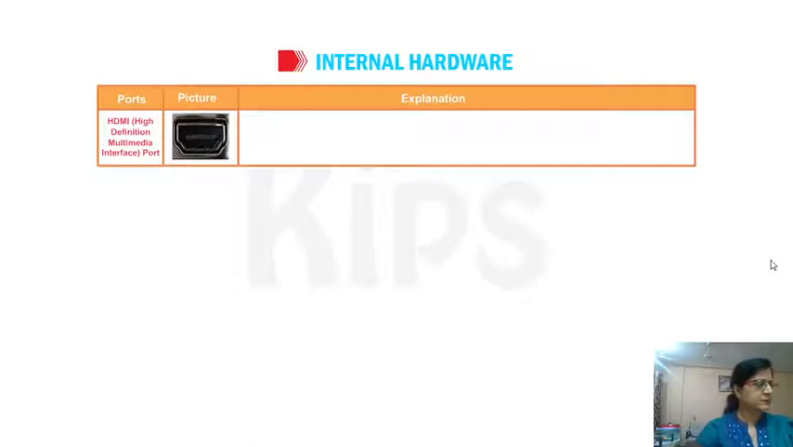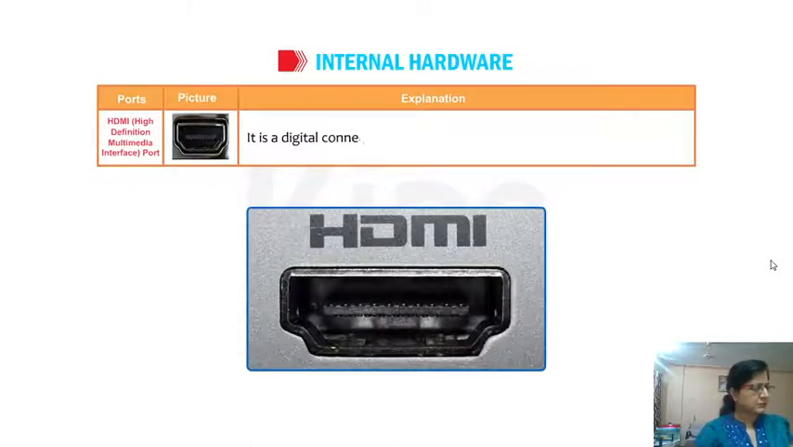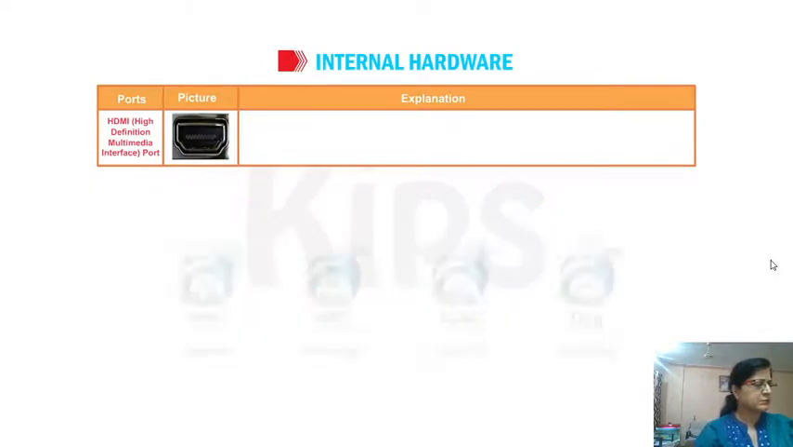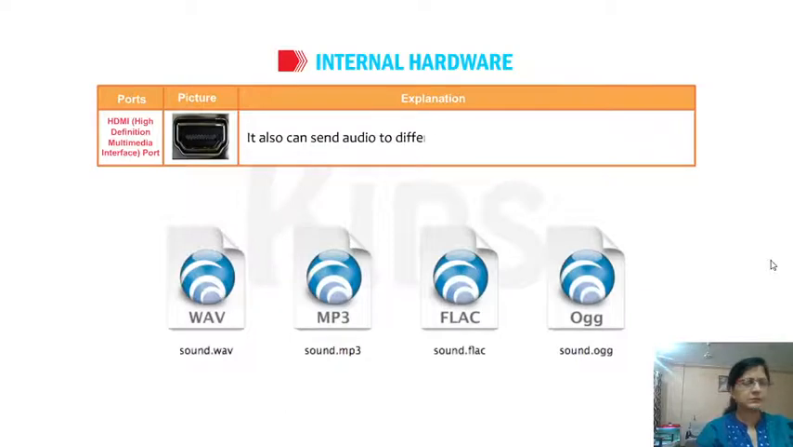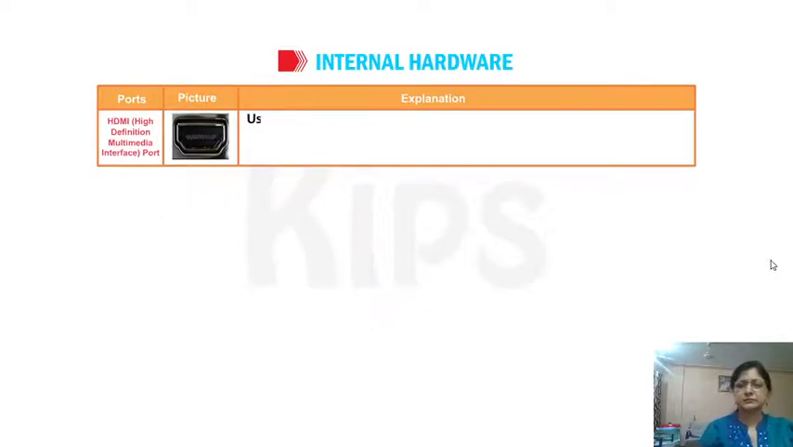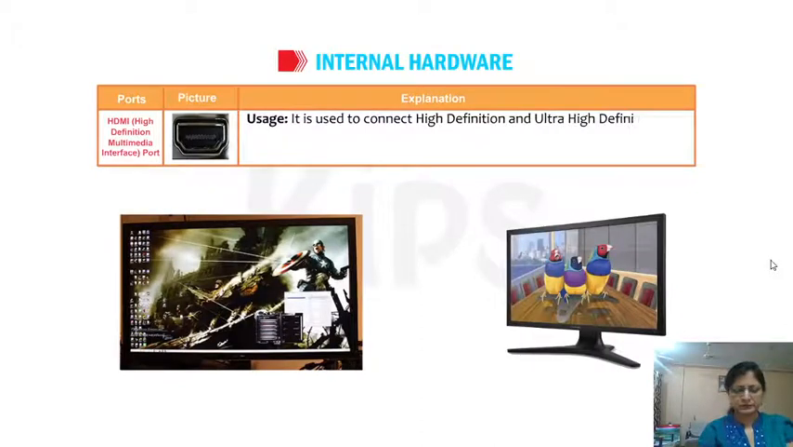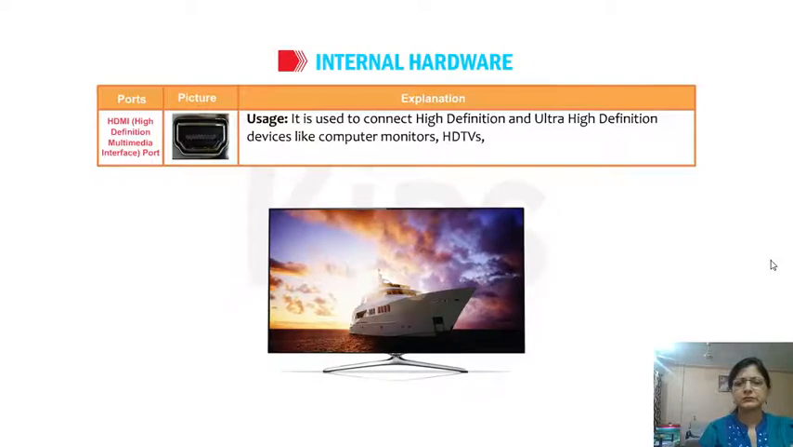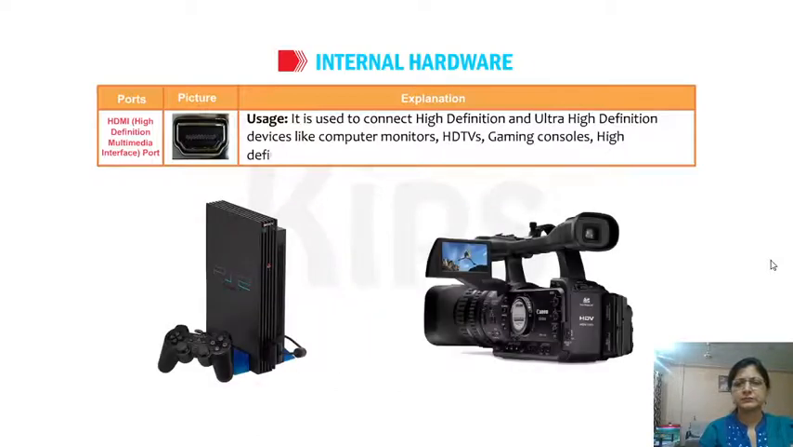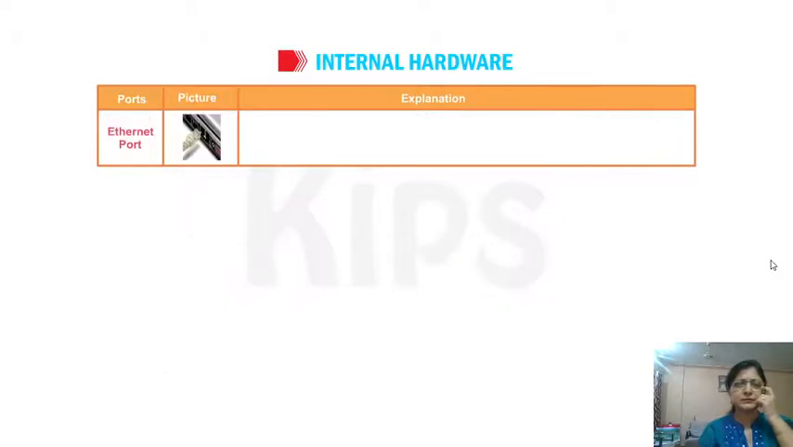HDMI, High Definition Multimedia Interface port. It is a digital connector that can carry high-definition video and audio. It also can send audio in different formats. Usage. It is used to connect high-definition and ultra-high-definition devices like computer monitors, HD TVs, gaming consoles, high-definition cameras, etc. to a computer.